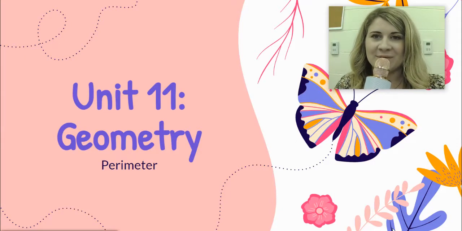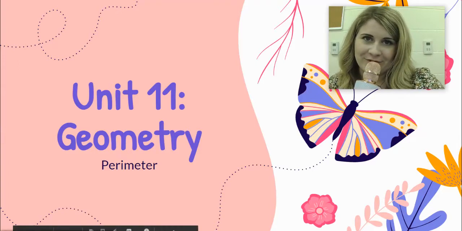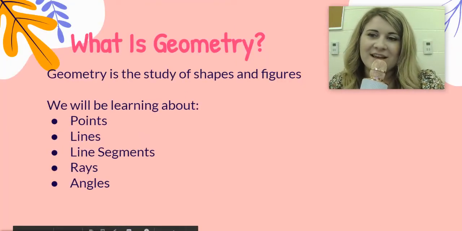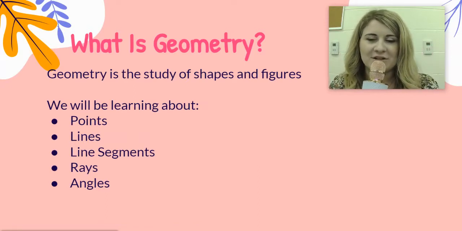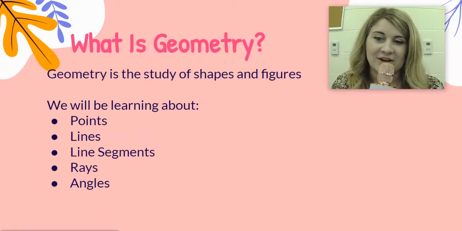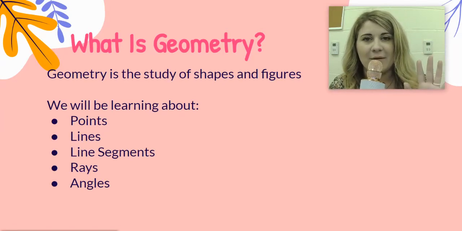And before we get to that, we're always going to do a quick review of everything we've learned so far in our geometry unit. So far we've learned about 5 geometric figures, and we have also learned that geometry is the study of shapes and figures. These 5 figures that we're talking about are points, lines, line segments, rays, and angles.